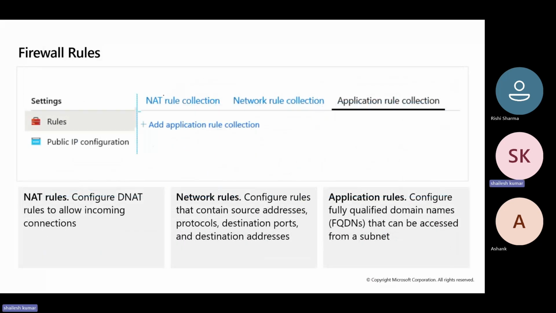You can create a rule like a NAT rule, network rule, and application rule. NAT rule configures DNAT, destination network address translation, to allow incoming connection. Network rule configures a rule that contains source address, protocol, destination port, and destination address. It means which protocol you want to allow, DNS, DHCP. FTP is not a network protocol, FTP is the application protocol. Application rule, you can configure fully qualified domain name like I want to allow yahoo.com, microsoft.com. That you can configure on an application rule.